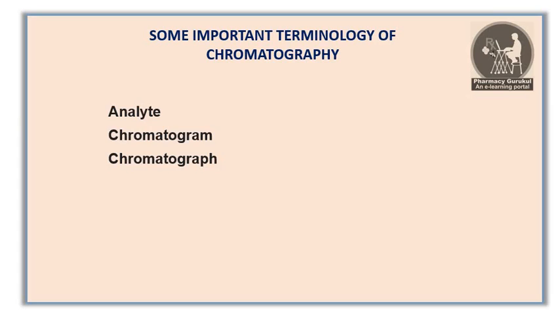A few very important terminologies used in chromatography. First one is analyte. Analyte is the substance to be separated during chromatography. And next, chromatogram. Chromatogram is a visible record showing the result of separating the components of a mixture by chromatography. And next one is chromatograph. Chromatograph is an apparatus or instrument to perform chromatography.